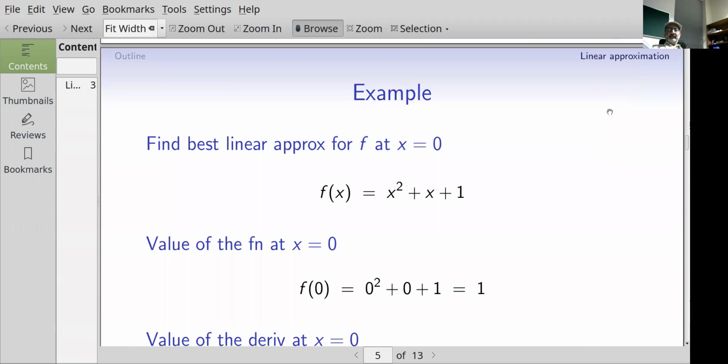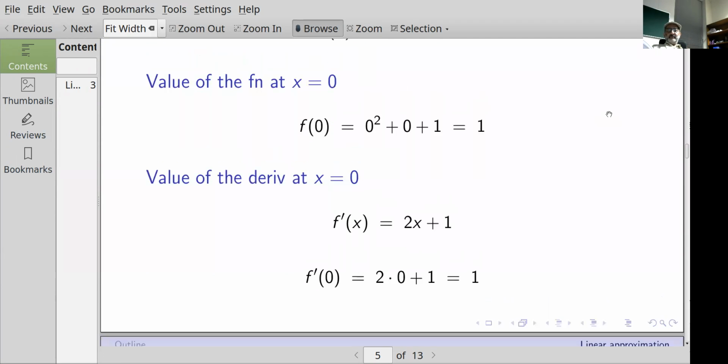Okay, so let's suppose that we want to find a best linear approximation for f at x equals 0 when f of x equals x squared plus x plus 1. So we need the value of the function at x equals 0, which is f of 0 equals 0 squared plus 0 plus 1, which is equal to 1. We need the value of the derivative at x equals 0. So the derivative of the function is 2x plus 1 from the rules that we have discussed. And now if we evaluate that at 0, we get 2 times 0 plus 1, which is equal to 1.